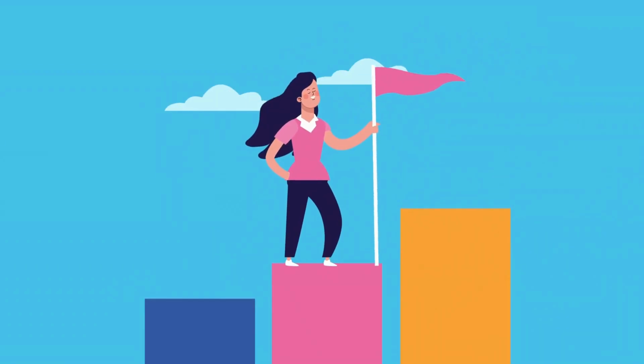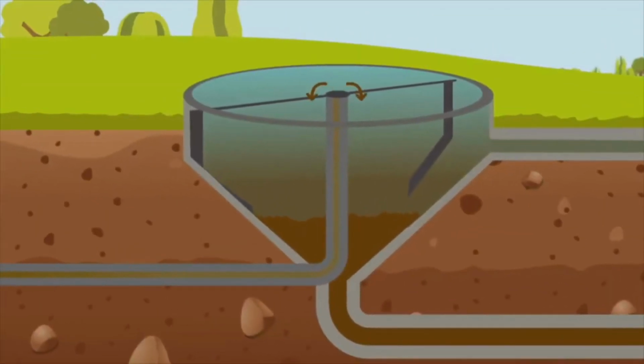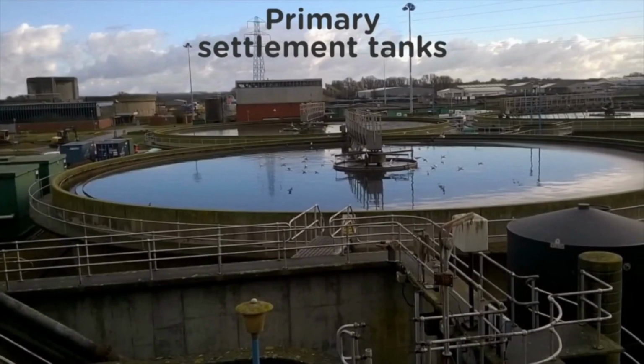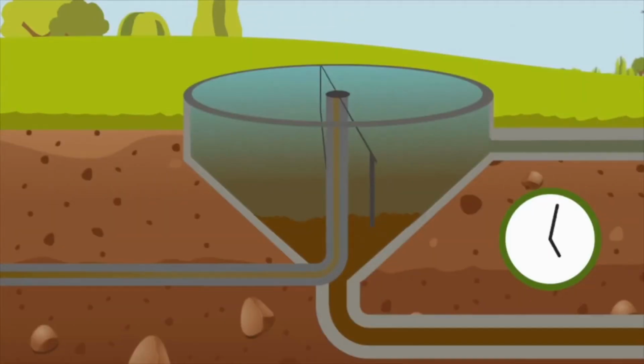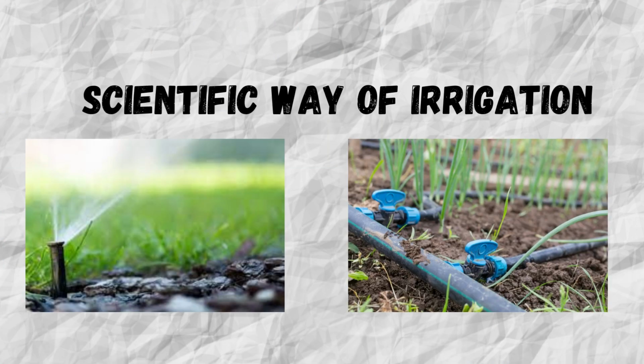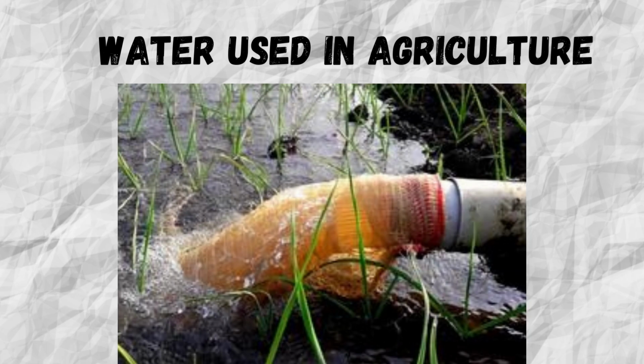There are a number of things, including this, that we can do to address the scarcity, but it is a complex problem that requires a multi-pronged approach. We need to invest in water conservation, develop new water sources, and reduce water demand. For example, technologies like rainwater harvesting, including scientific ways of irrigation, because 70% of water is used in agriculture, where unscientific methods of irrigation have been used for a long time.